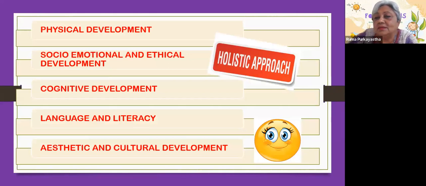Let's come to ECCE. Now, ECCE has translated the entire Panchakosha and given us these five. Physical development covers two of the koshas, the Annamaya and the life force, the Pranamaya. Social, emotional, and ethical development is again Manomaya. Cognitive development, language and literacy is your Vijnanamaya. Aesthetic and cultural development at this stage is what will ultimately lead to the last, which is the Anandamaya.